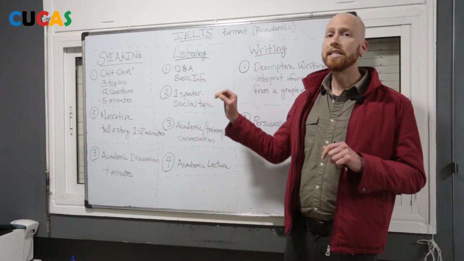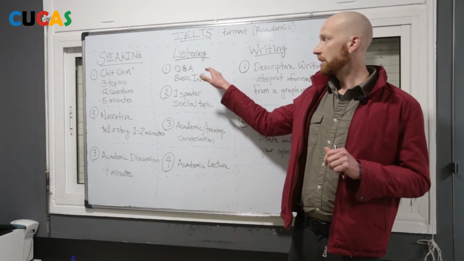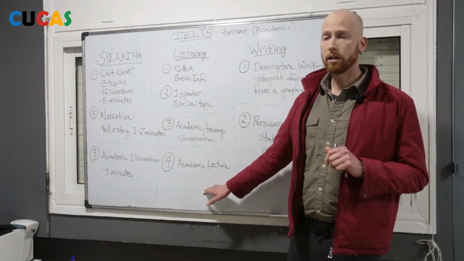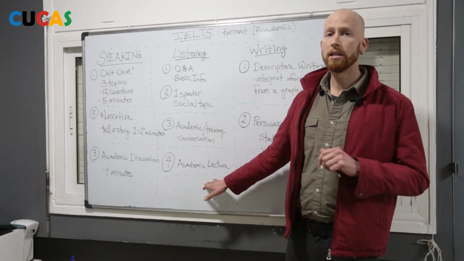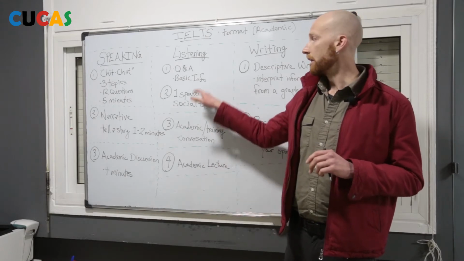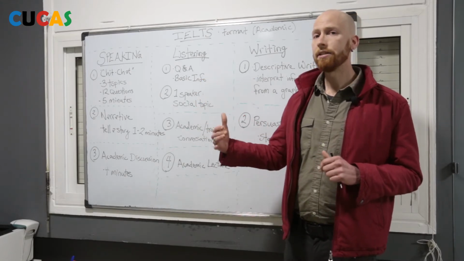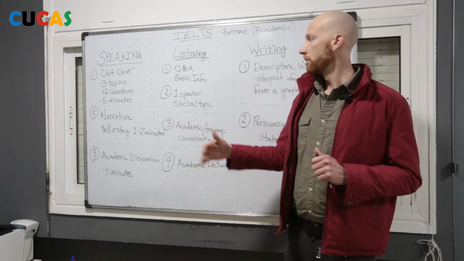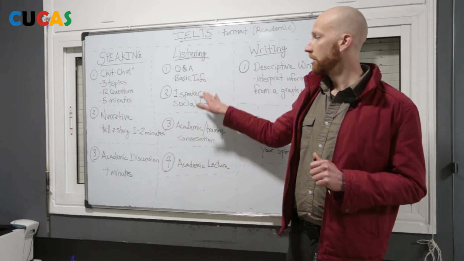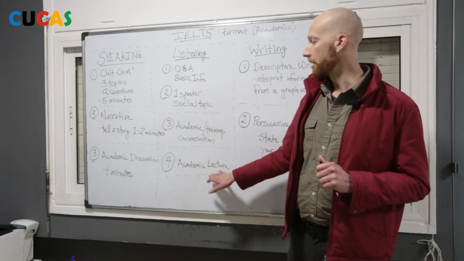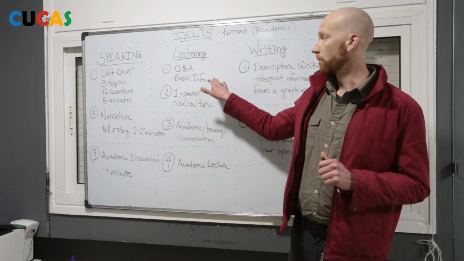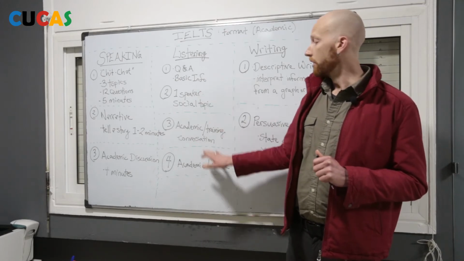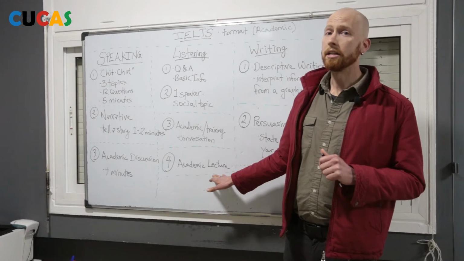Next, on to the listening section. Now the listening section is comprised of 4 different sections, and each one is successively more difficult. So there are 10 questions here, 10 here, 10 here, and 10 here. The first 10 questions are very easy. The final 10 questions are very difficult.